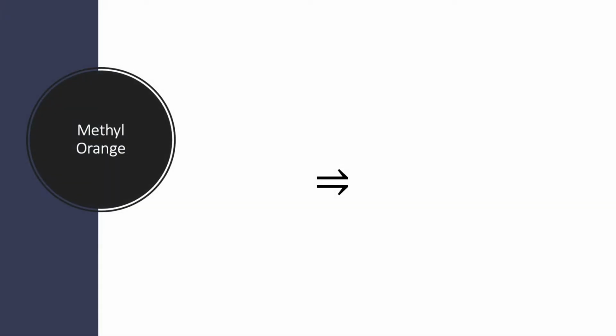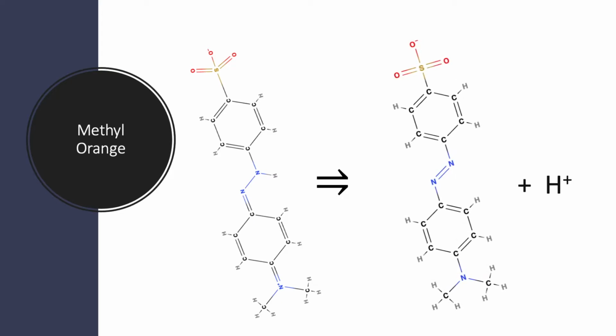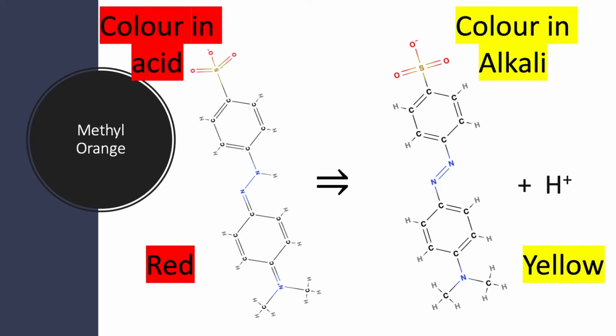So let's have a look at methyl orange. That is actually the structure of methyl orange there, and that is the protonated version, and that's in equilibrium with that anion there and H+. It can be difficult to see where that H+ has come from, and it's actually that H+ that has been lost. Those are the two colours that we would see, so in acidic conditions we see red, and if we go to alkaline conditions, methyl orange is yellow.